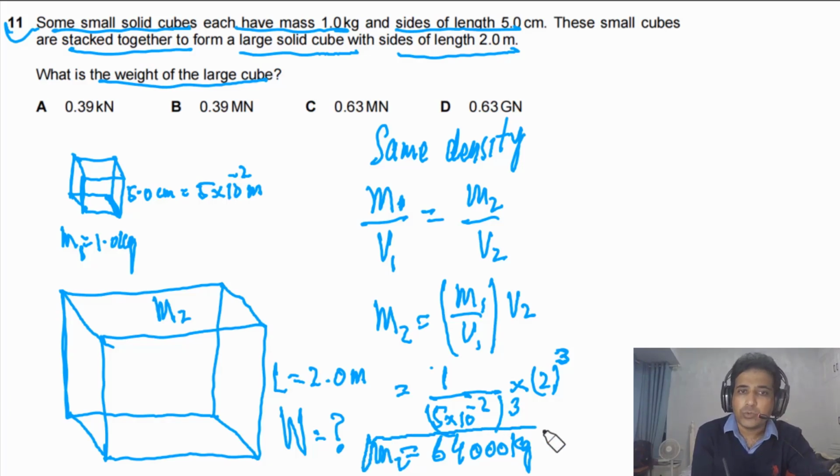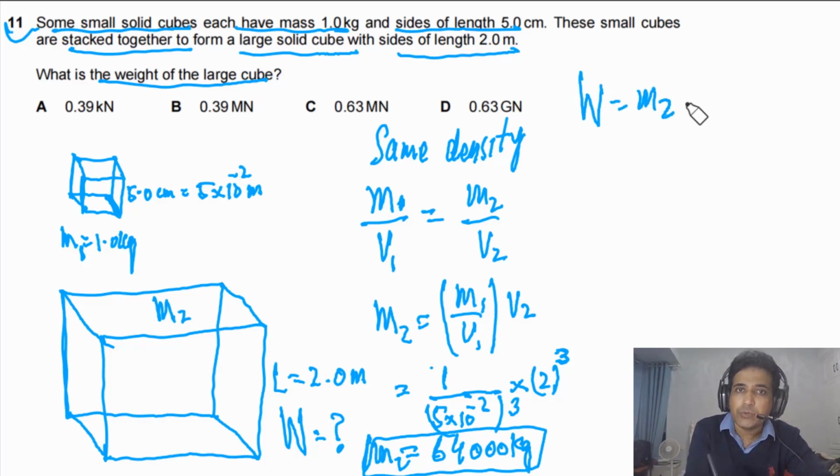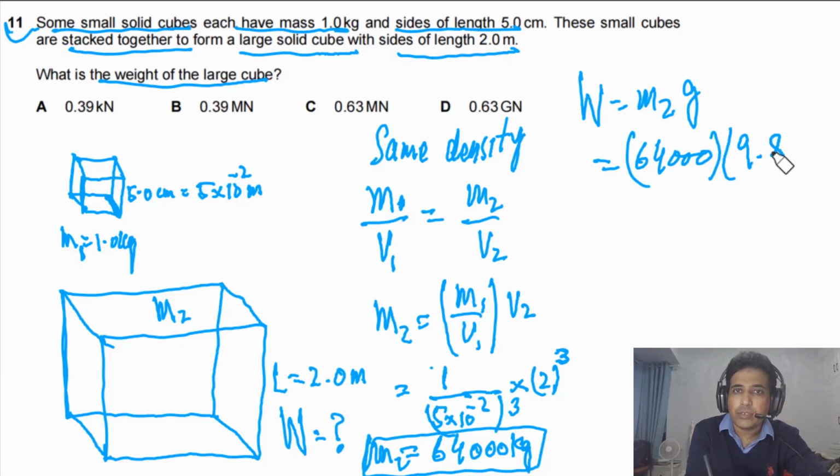This is how quickly you can find the mass. But we need to find the weight. Weight will be equal to m2 times g. m2 is 64,000 multiplied by 9.81. If we simplify this, we will get 6.3 times 10 to the 5.